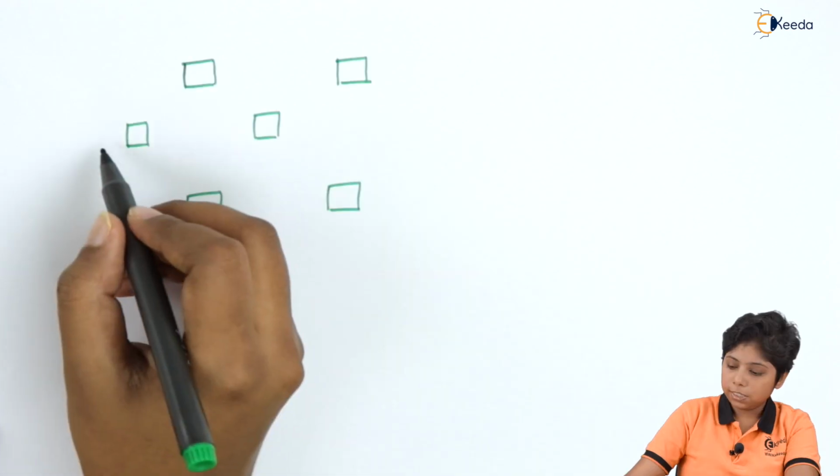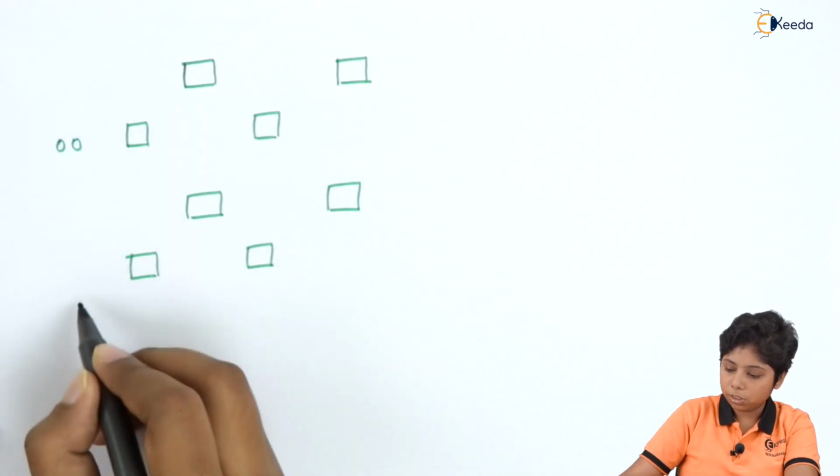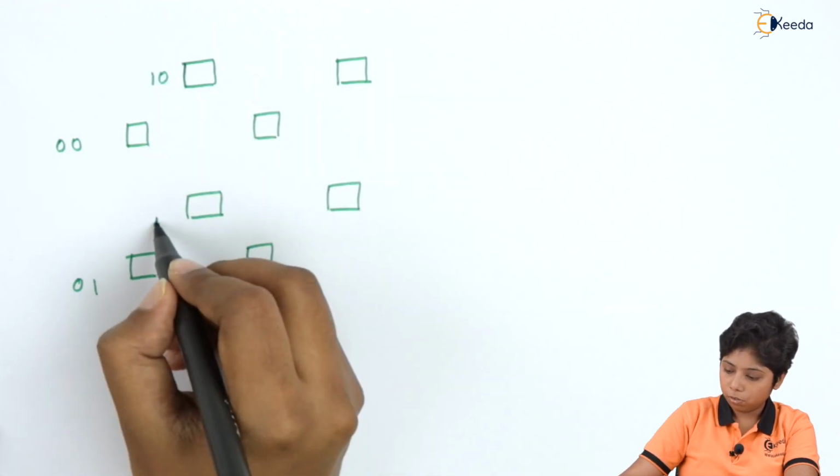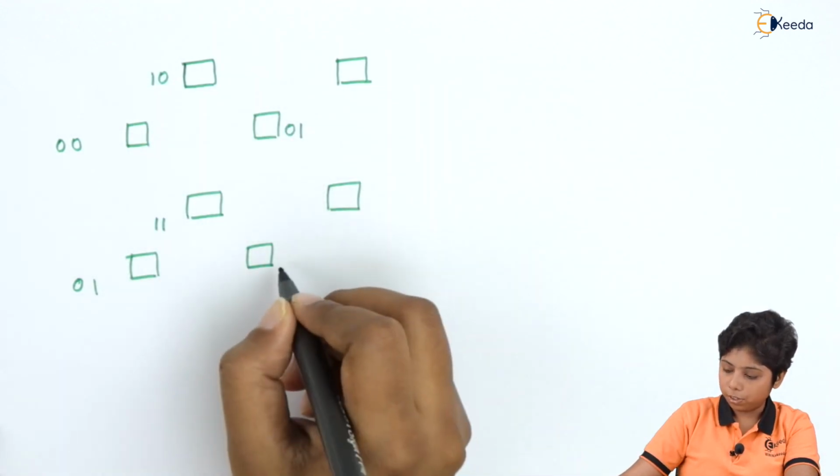Let us first draw a cube and then see how one computer can connect with another. Say suppose I am numbering this as 0 0 0 1 1 0 1 1 0 1.